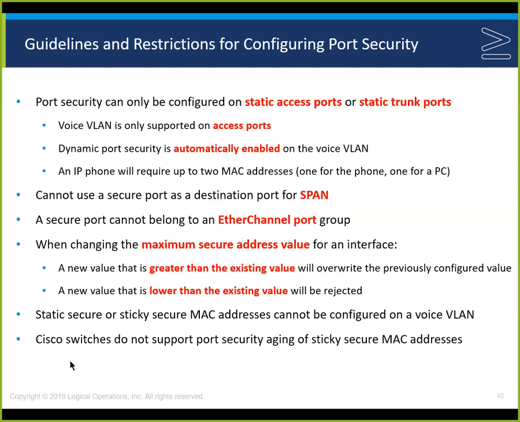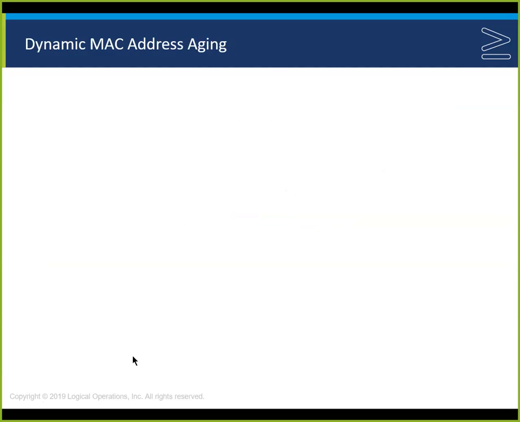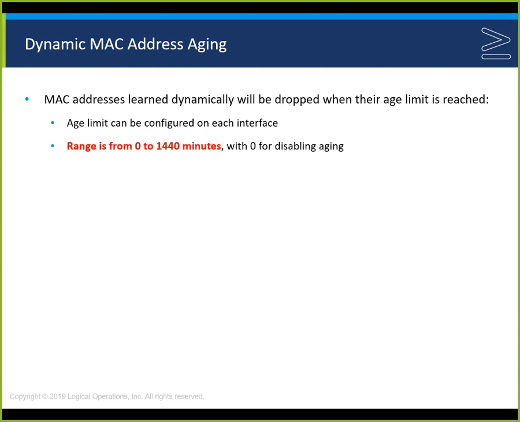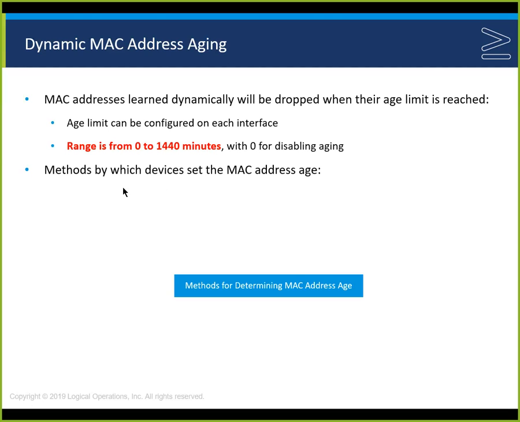Do not support port security aging on sticky secure MAC addresses when we do those things. Dynamic MAC addresses learn dynamically; when the age limit is reached, it does disable aging, and the default age limit is 300 seconds for these things, 5 minutes. It can be configured on each interface. We can change aging; it is configurable from 0 to 1440 minutes. If we configure it as 0, then the aging will be disabled for that.